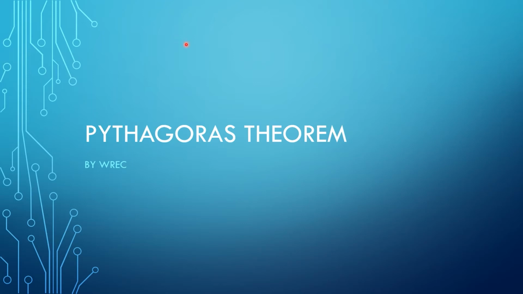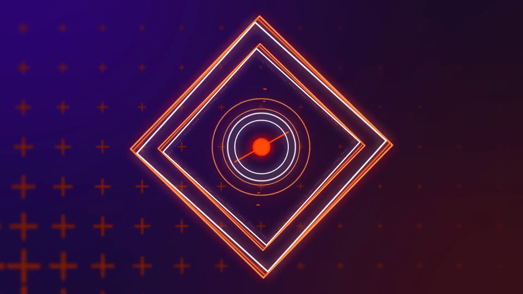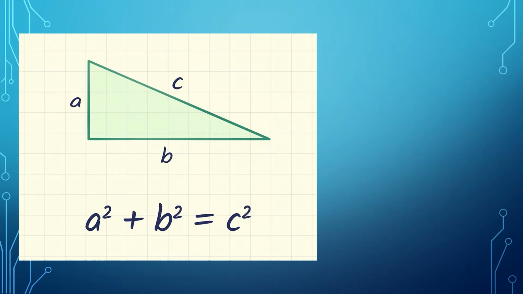So today we'll be discussing the Pythagoras Theorem. The diagram shows the Pythagoras Theorem formula, and it also shows the triangle. In this triangle, A and B are the sides, where C is the hypotenuse.